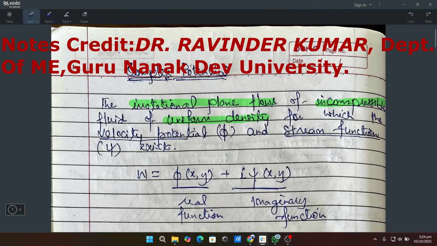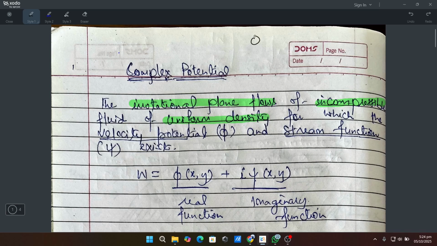Let's get started with the complex potential. What is this? This is basically the irrotational plane flow of an incompressible, uniform density fluid for which the velocity potential function and stream function exist. So basically phi and psi, these two should exist. Let's see what the formulas for them were.